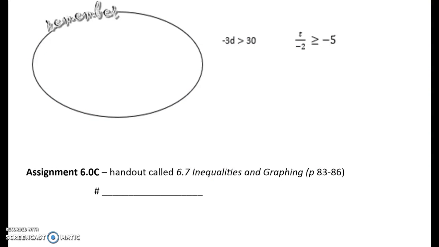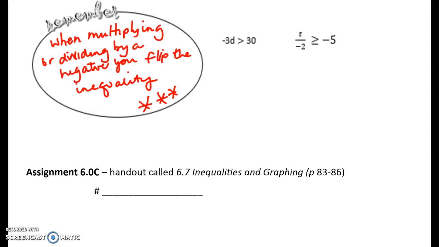One thing we need to remember when we are working with inequalities is that when we divide or multiply by a negative, the sign needs to flip. So, I'm going to write that there in the remember, and I would like you also to record that. Okay, once you have that written in that remember bubble, let's try one of these two as an example.